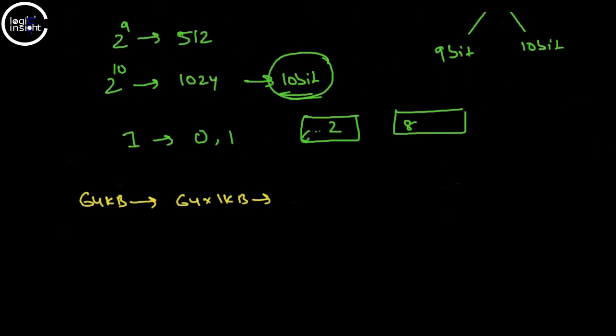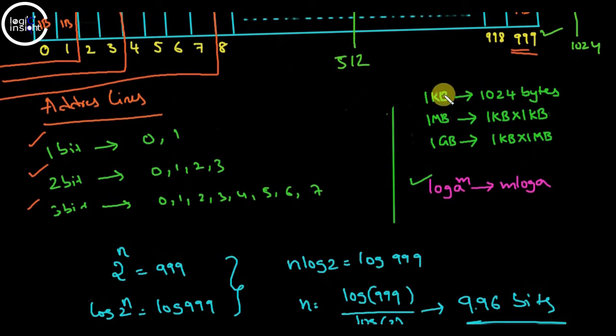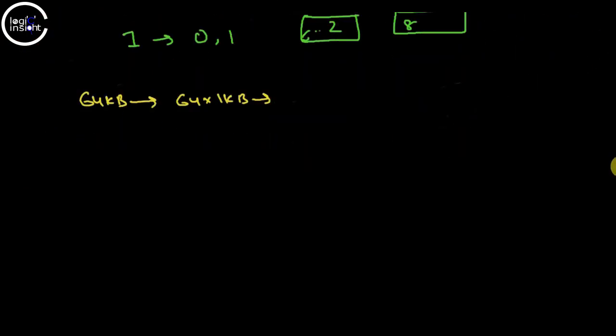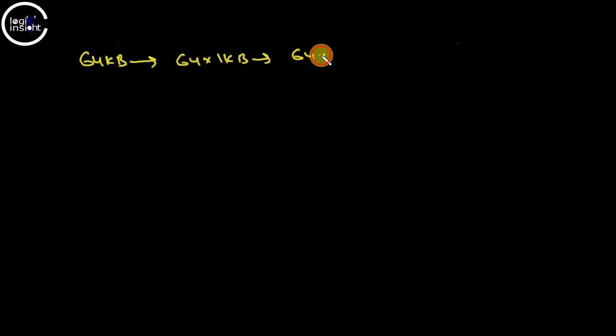For example, if I take 64 kilobytes of data. Now what is 64 kilobytes? 64 into 1 kilobyte. So what is 1 kilobyte? You can see here 1 kilobyte is nothing but 1024 bytes. Okay, here 64 into 1024 is nothing but 65,536 bytes.